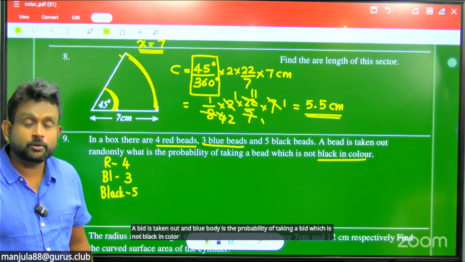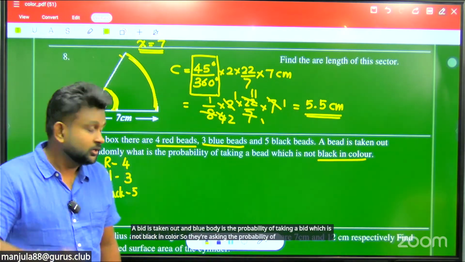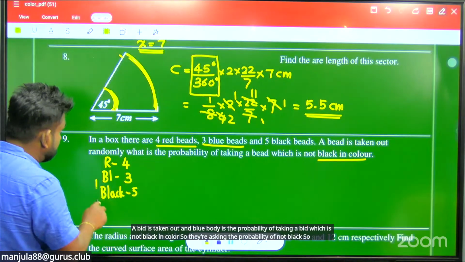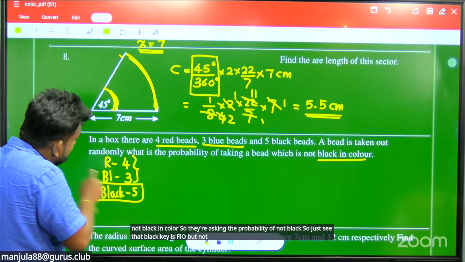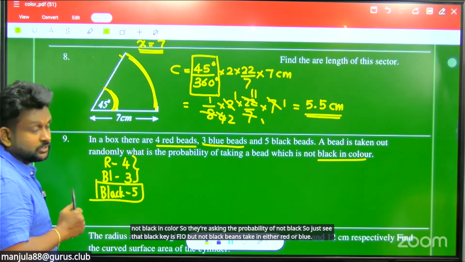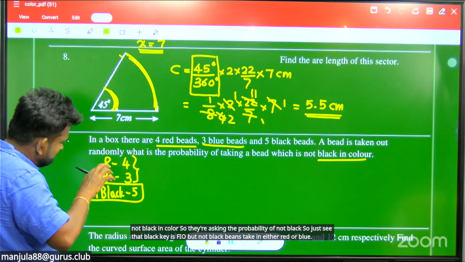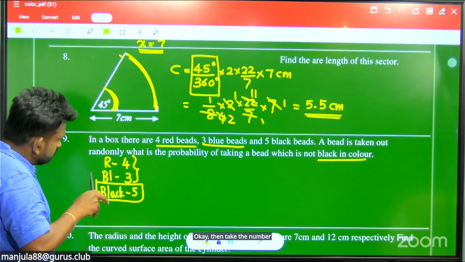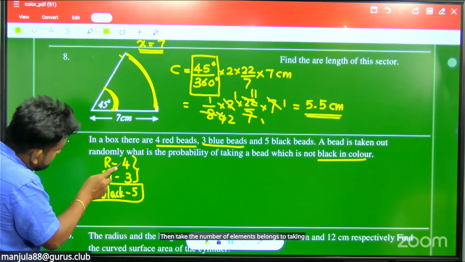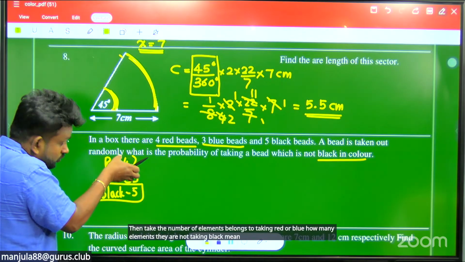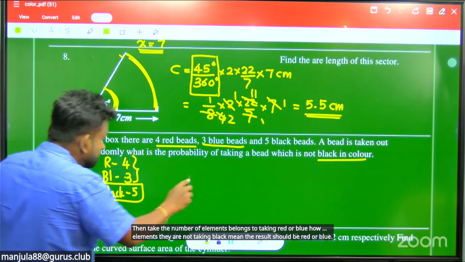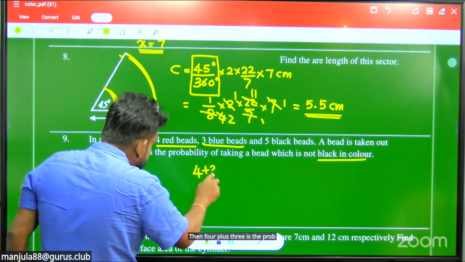So they are asking the probability of not black. Black is 5, but not black means taking either red or blue. Then take the number of elements belonging to red or blue. Not taking black means the result should be red or blue, so 4 plus 3 are the favorable results. How many elements are there?